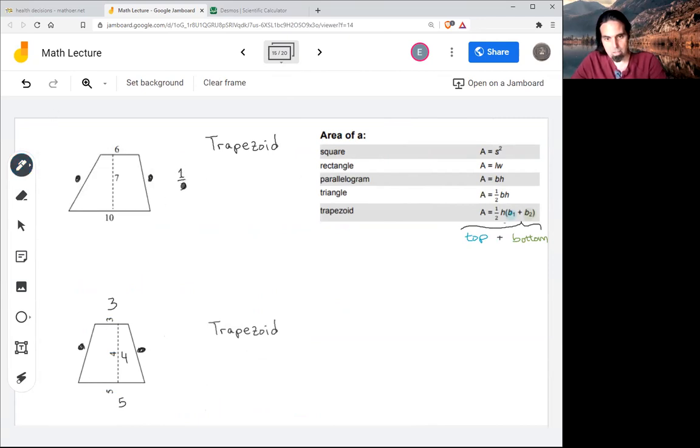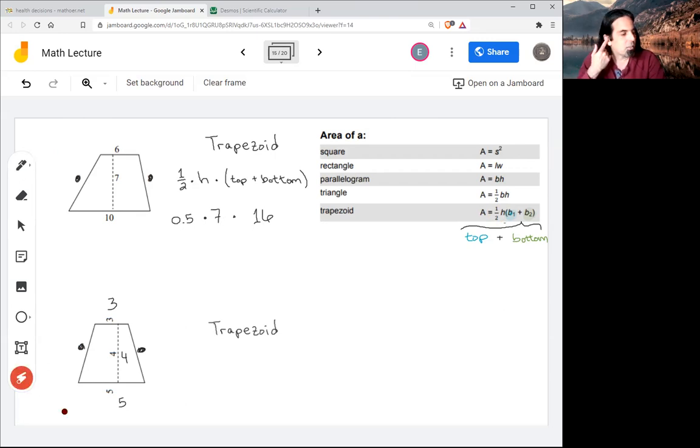So we want 1/2 times height times top plus bottom. So 0.5. One other thing we talked about yesterday when Ruthie and I had a little study session was the 1/2 you can always make 0.5, whether it's triangle or trapezoid. It's easier to put into your calculator as a decimal. Okay, height right there, 7. And top plus bottom, 6 and 10 is 16. That's going to be half of this and this. When I'm multiplying 3 things, it doesn't matter what order. So I can, in my head, do half of 16 as 8, and then 7 times 8 is 56.